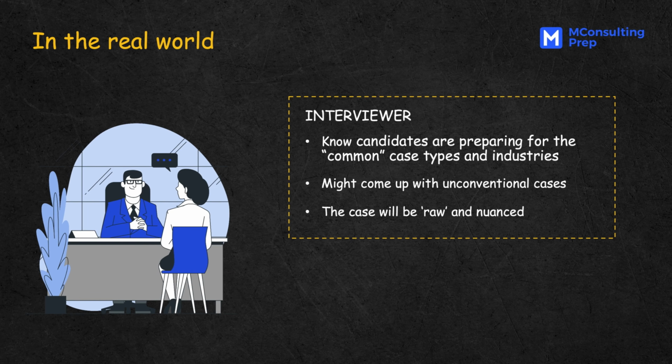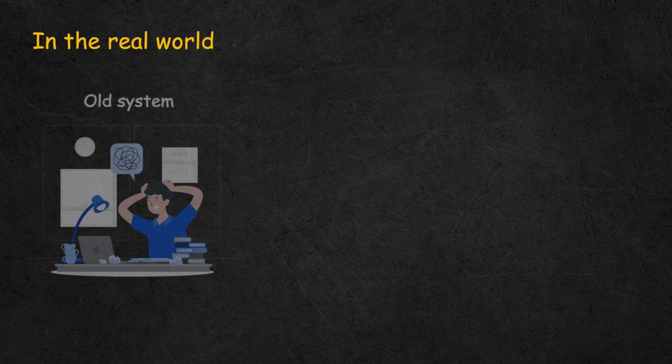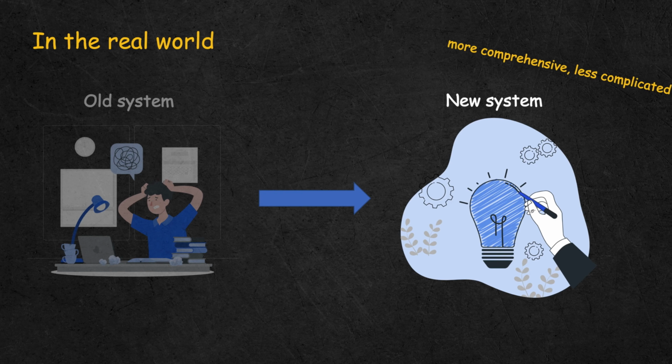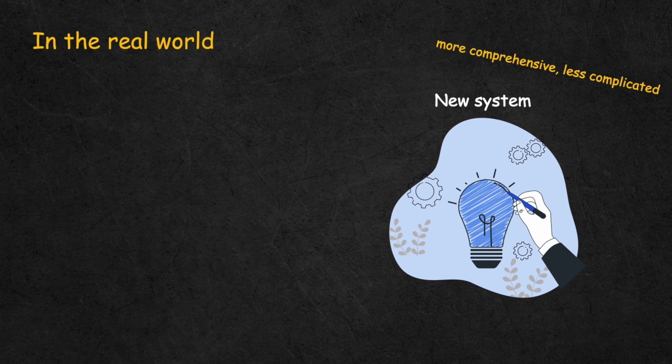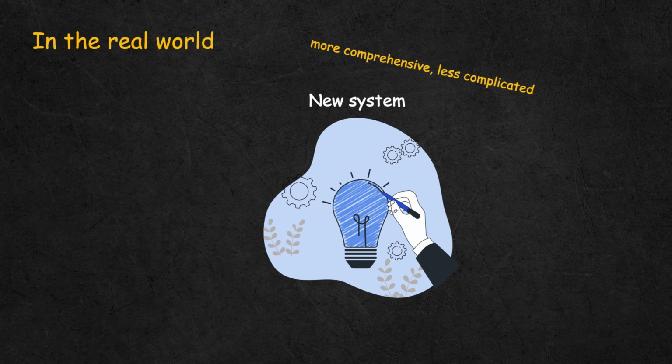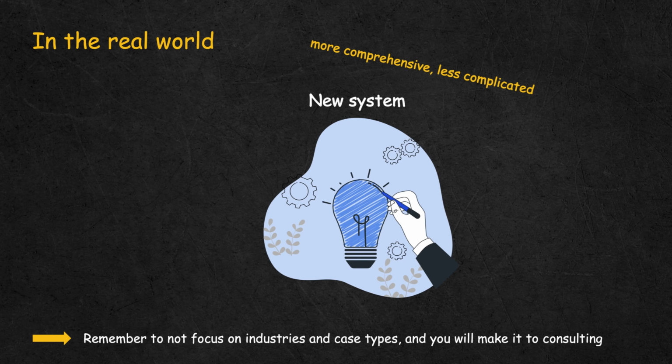That's quite a long build-up already. My point there was to show you how impossible it is to prepare for case interviews by industry and by case types mathematically. So, what's the solution? You will need to replace those systems with something else that's not only more comprehensive but also less complicated. I will discuss those systems and how you can actually create one for yourself in the second video of this series. Industries and case types are not entirely out, however, and I will talk about how they can actually be used effectively in the third and final video. Remember to not focus on industries and case types, and you will make it to consulting.